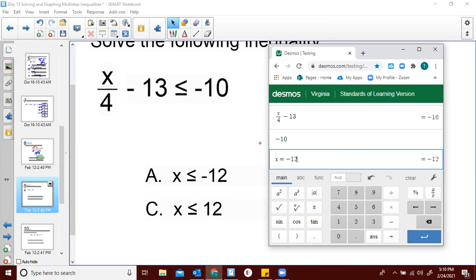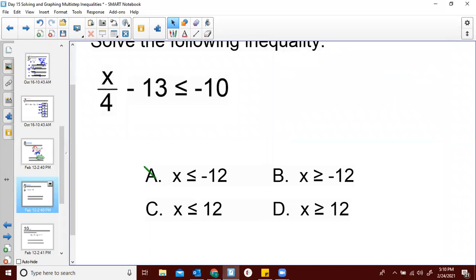And when I type in negative 12, you'll see that I get negative 16, negative 10. Those do not match up. And when I type in a positive 12, you'll see that I get negative 10 and negative 10. So my left and my right-hand side do match. So A and B are already out. So all I really have to think about is which one of these, C or D, is correct.